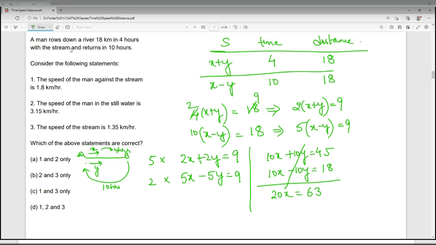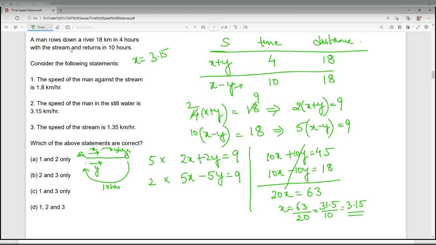This is 63, and x is equal to 63 by 20. This is equal to 31.5 by 10, which is 3.15. So x is 3.15. What is x? We have taken x as the person's speed. With x as 3.15, we need to calculate the speed of the river.